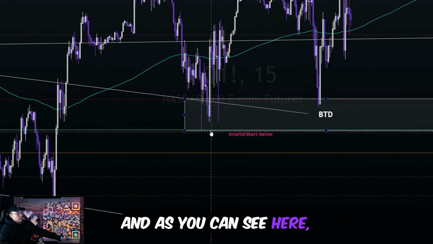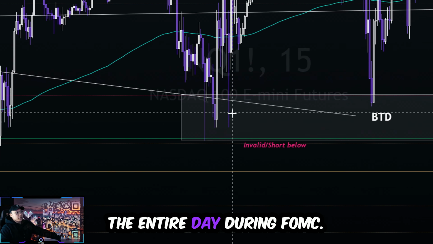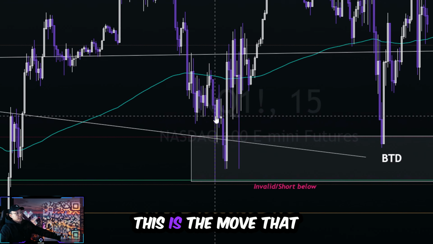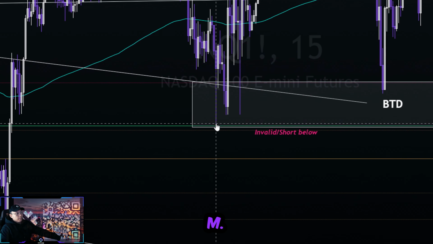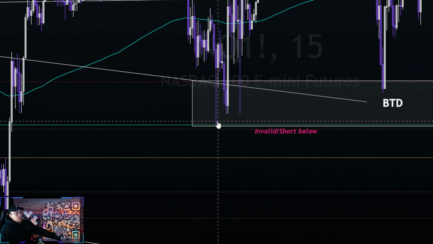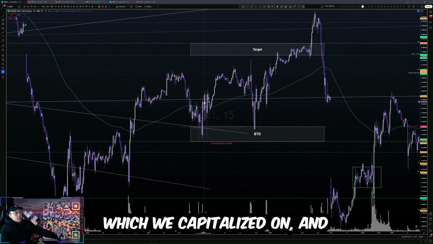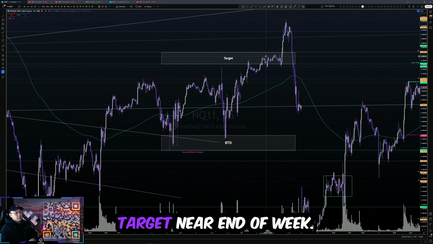And as you can see here, it worked extremely well the entire day during FOMC. This is the move that we actually got at 1 p.m. prior to FOMC, which we capitalized on. And then we eventually saw the target near end of week.